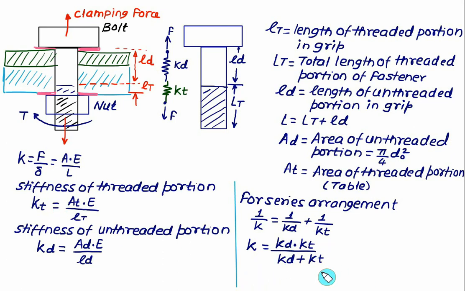If you substitute and solve this equation, you will get the final value of the fastener stiffness, which I represent as KB, equal to the area of the unthreaded portion multiplied by the area of the threaded portion multiplied by Young modulus, divided by the area of the unthreaded portion multiplied by the length of the unthreaded portion plus the area of the threaded portion multiplied by the length of the threaded portion under the grip, that is the LT value.